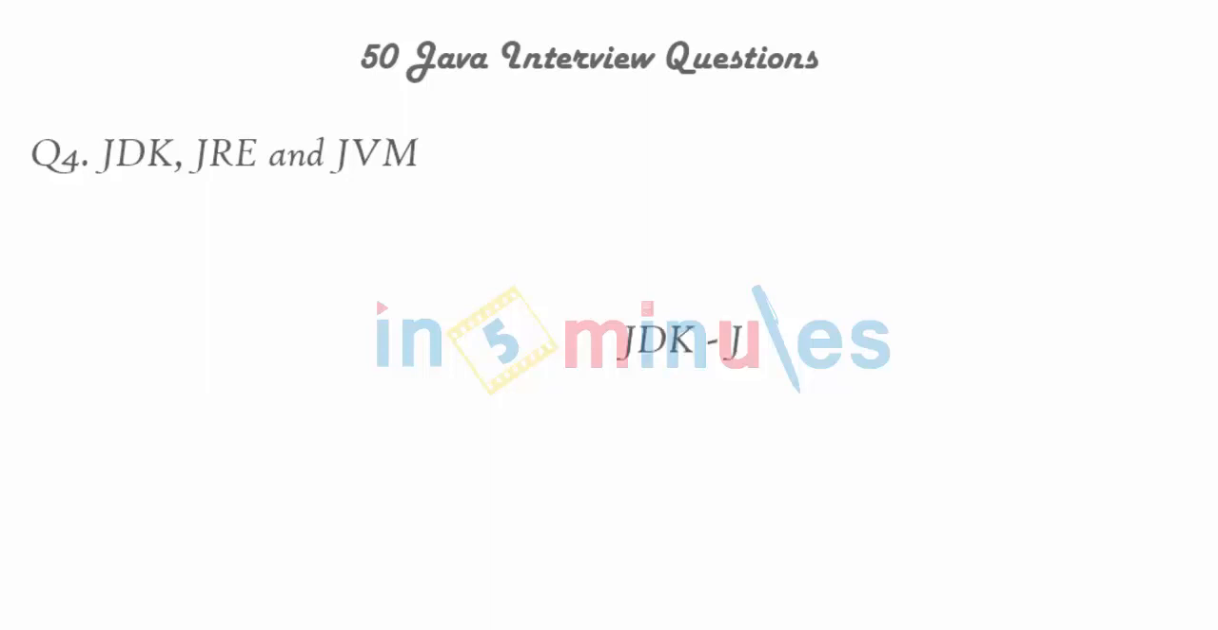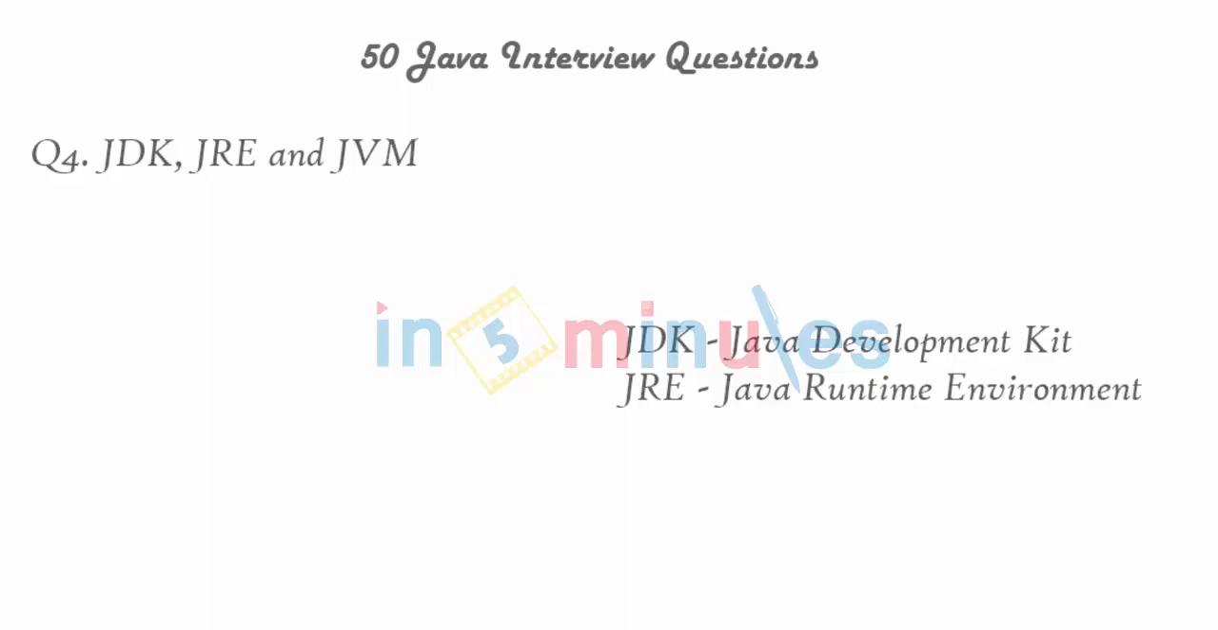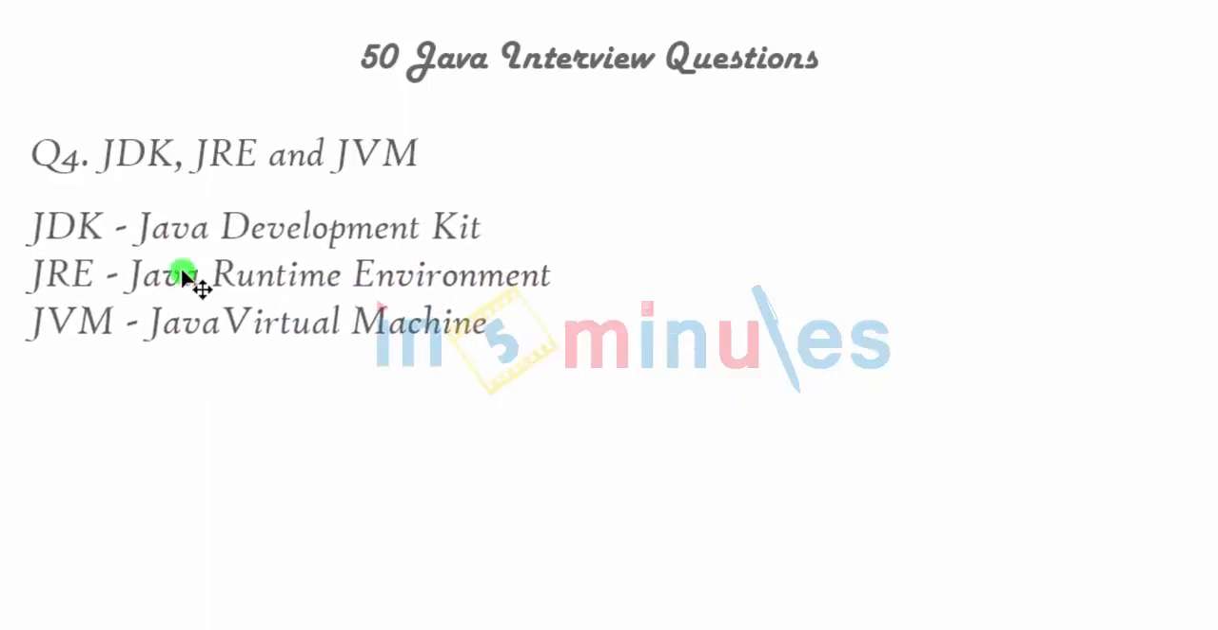The JDK stands for the Java Development Kit. The JRE stands for the Java Runtime Environment. And the JVM, as we know by now, stands for the Java Virtual Machine. So what exactly are the functions of each of these? Now, let's break them down one by one.